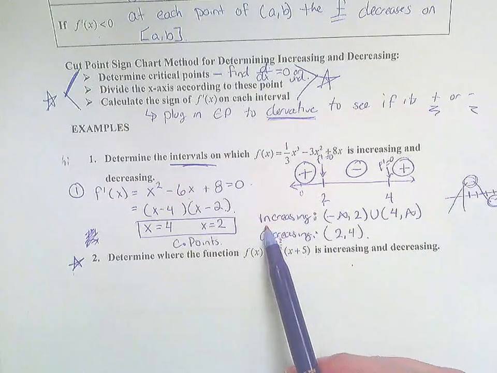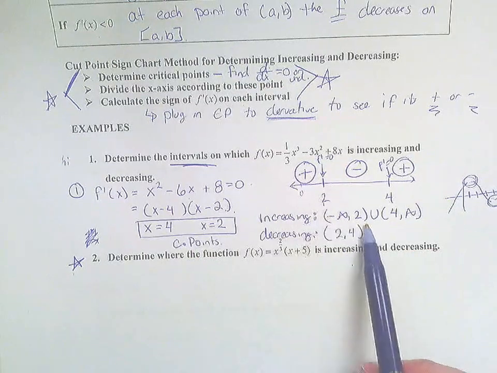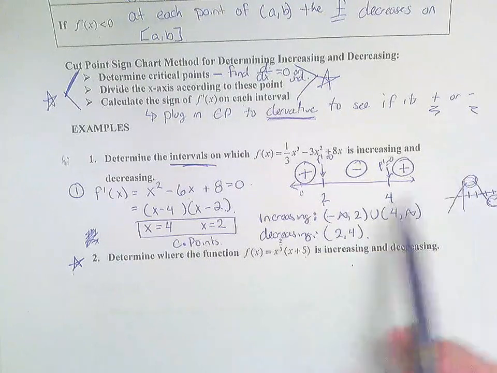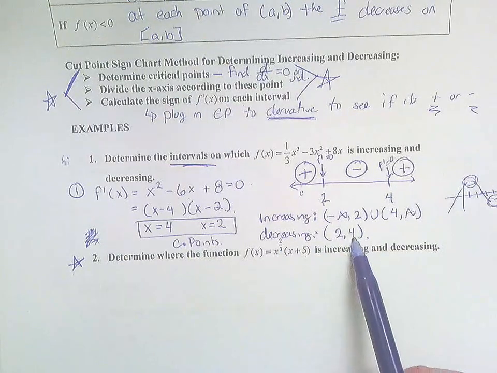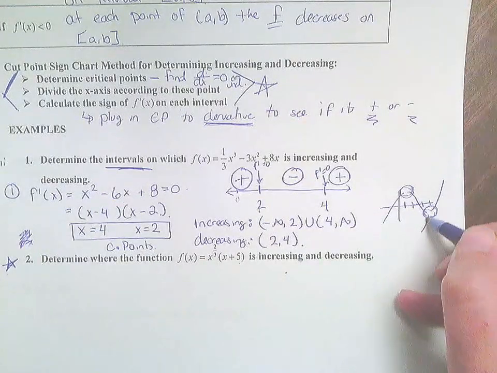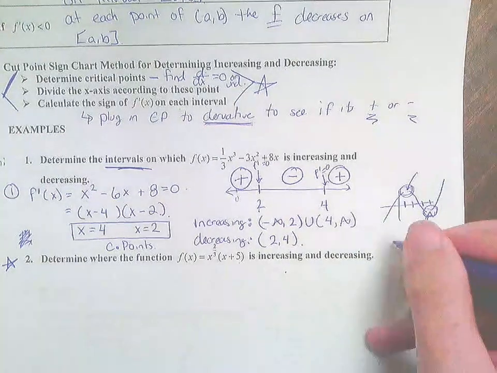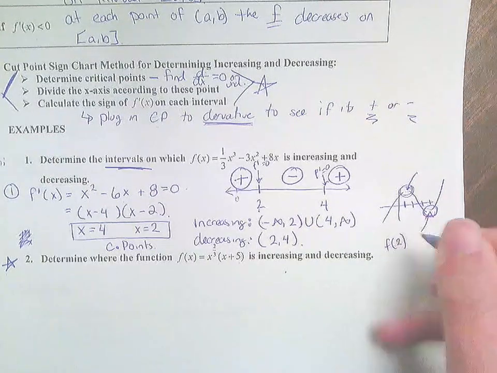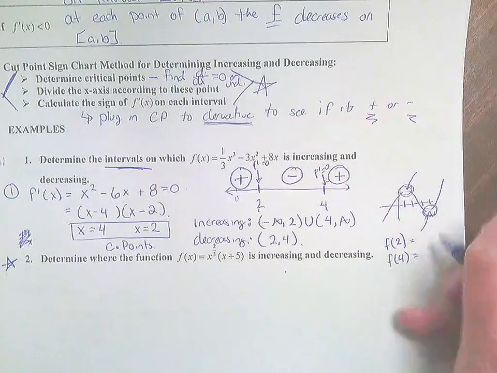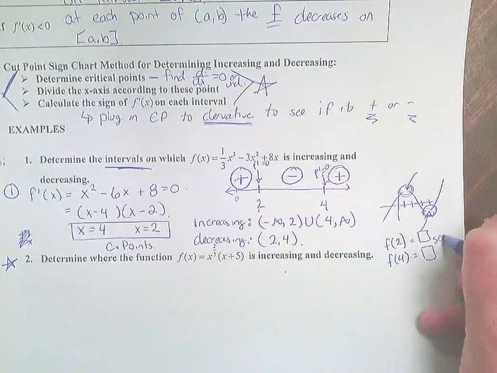So now I know that my graph is increasing all the way from negative infinity to 2. And then it's also increasing from 4 to positive infinity. And it's decreasing from 2 to 4. So my graph kind of looks like this. Now we don't know right now what these points are, but we can figure them out, right? All I have to do is plug f of 2 and f of 4 back into the original function, and I will get my y values. But that was from section 4.1.